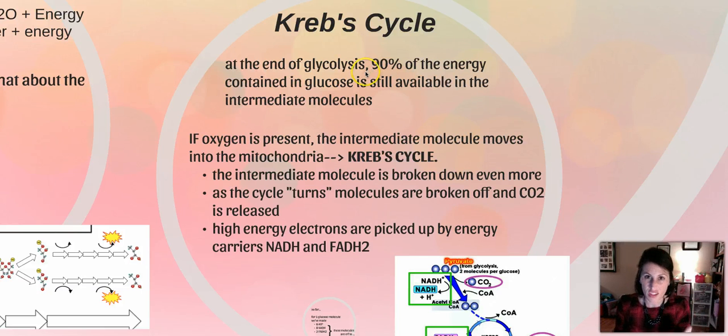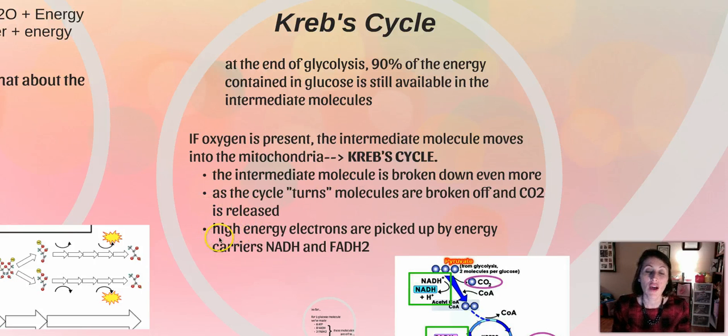This can get really in detail, so I'm kind of going to give you the easier part of it. So the intermediate molecule, so the part that was left over from over here, is going to enter into the mitochondria, and it's going to be broken down even more. So as that cycle turns, as that molecule is continuously broken down, we're going to get carbon dioxide broken off of it, and that carbon dioxide is going to be released, and it's going to move out of the mitochondria, out of the cell, and eventually we're going to breathe it out.